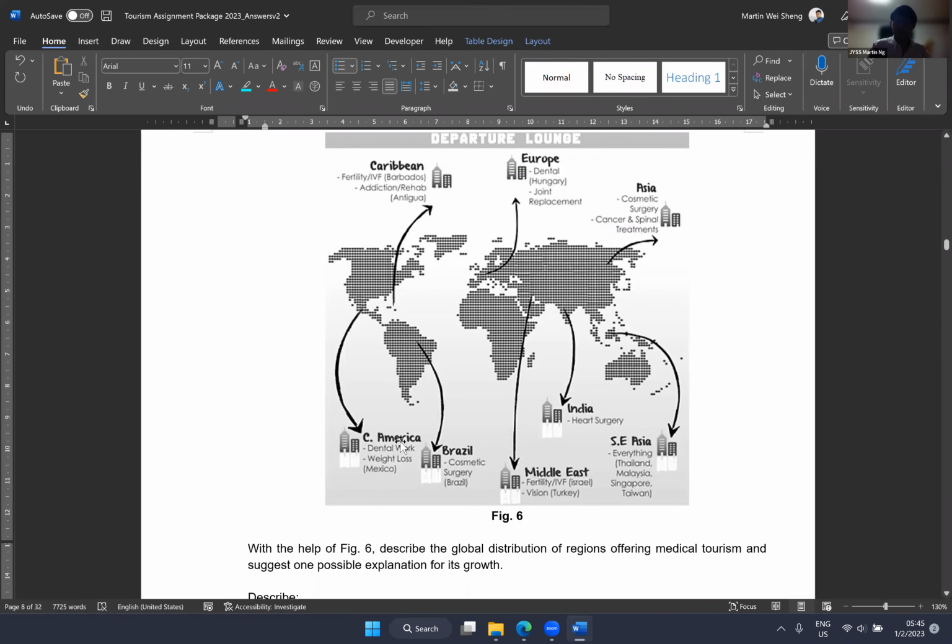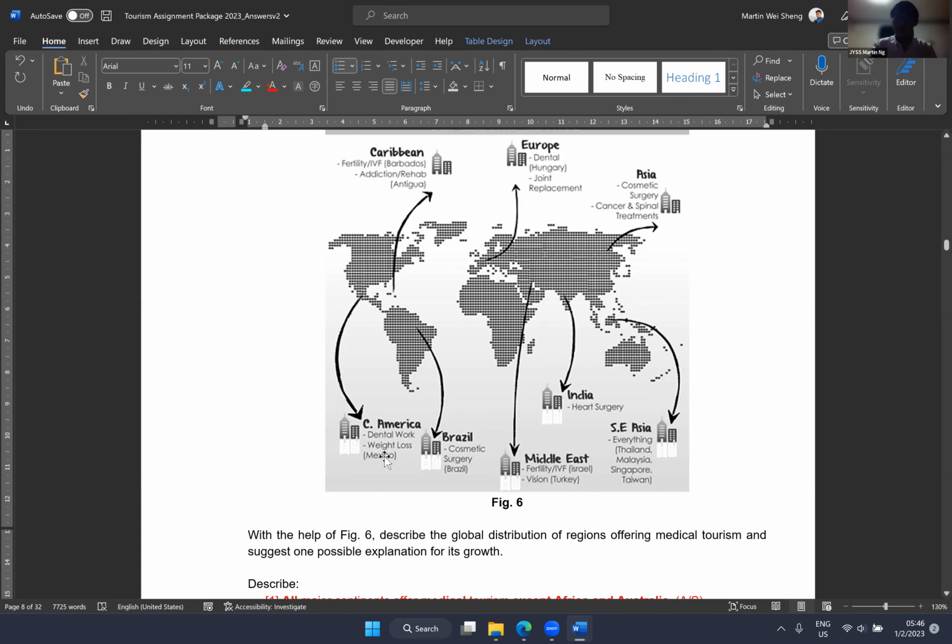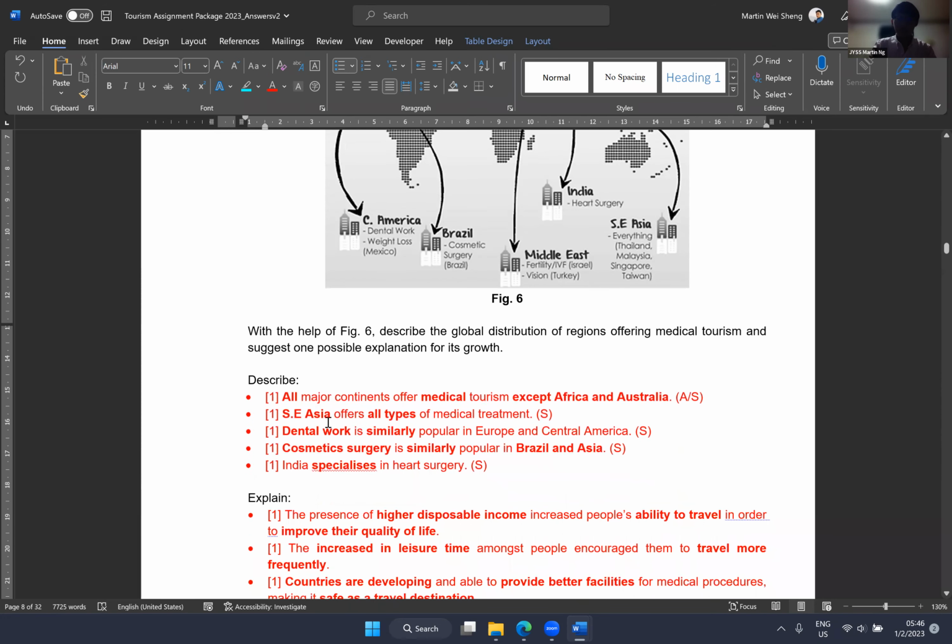Okay, then you realize that dental work can be found in Central America. Okay, dental work can also be found in Europe. All right. Just for your general knowledge, a lot of Americans actually travel down into Central America, Mexico, to do their dental procedures because it's cheaper over there. Okay, once they cross from USA to Mexico, it's cheaper to do dental procedures.